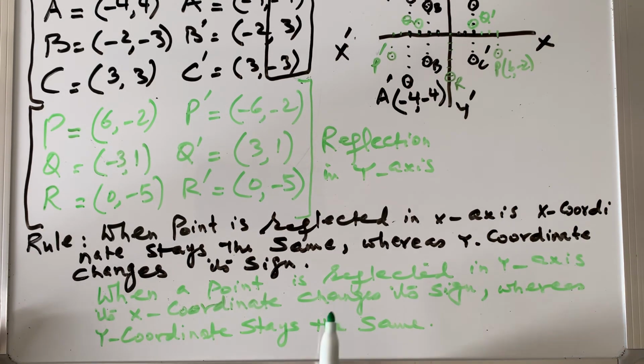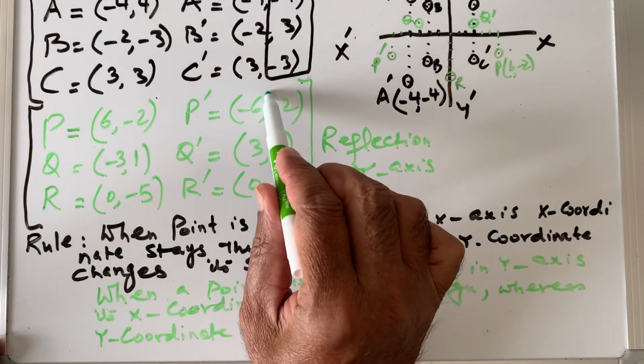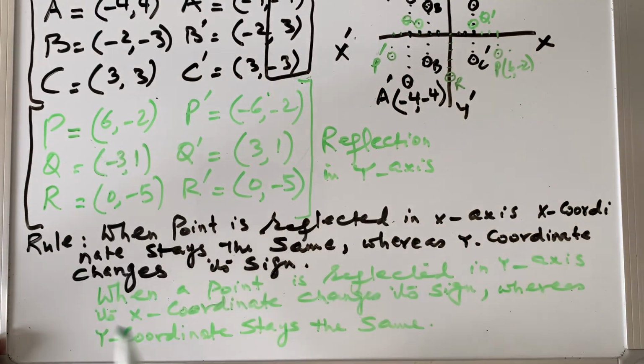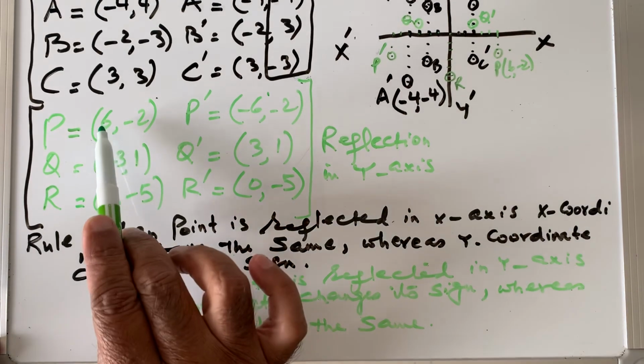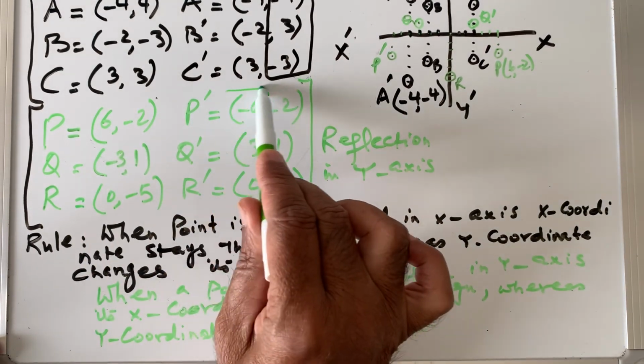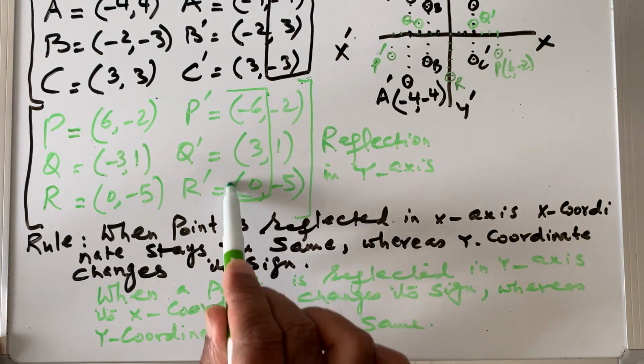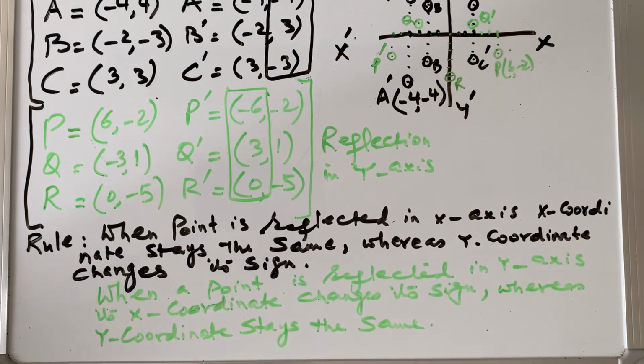When a point is reflected in the y-axis, you can see here, in the y-axis, the x coordinate changes its sign, right? You can see the x coordinate is changing its sign this time. The y coordinate stays the same. So we learned this rule.